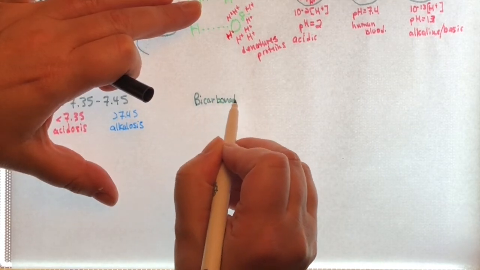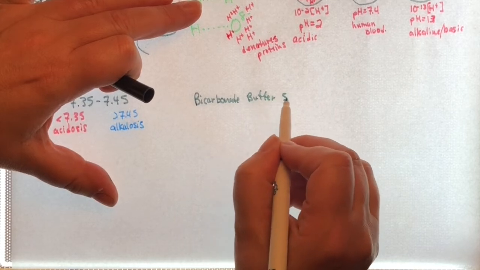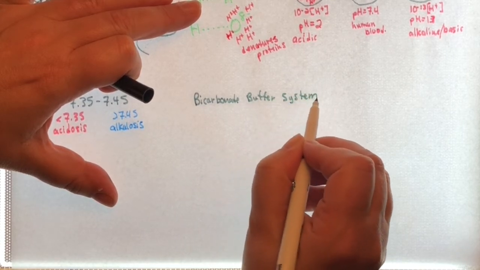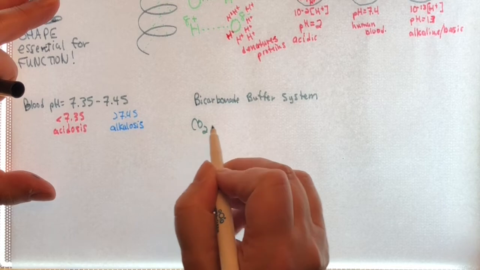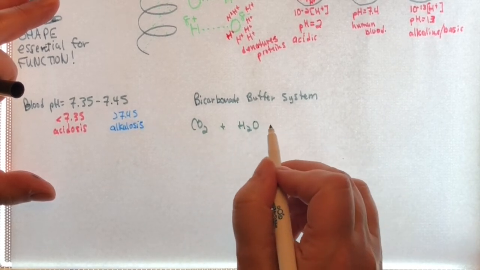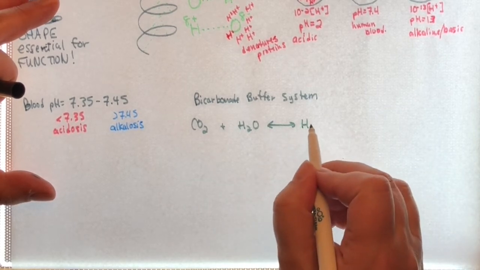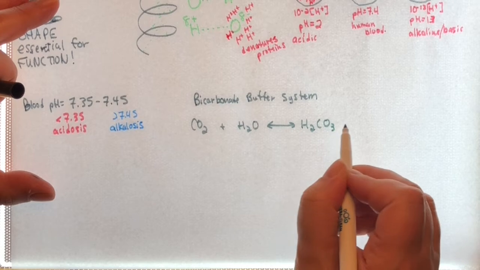Now there's a number of phenomena in place inside of your body that allow you to reestablish or to maintain your blood pH between 7.35 and 7.45. But the biggie, the one that's most important, and it does incorporate lots of other things going on, is the bicarbonate buffer system. So let's go ahead and write it out.